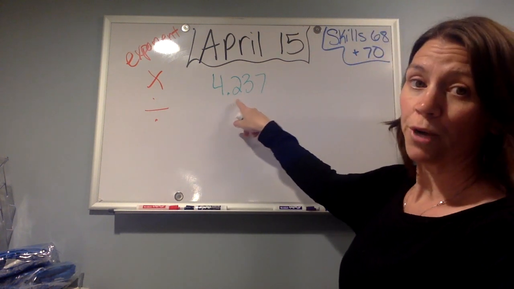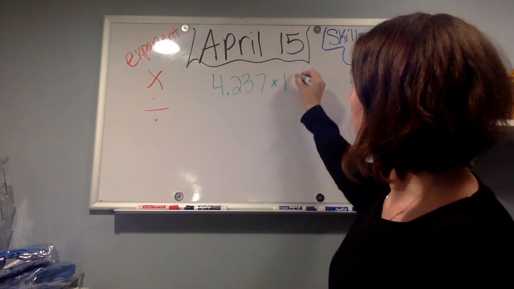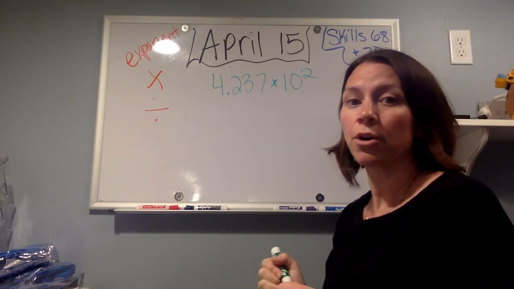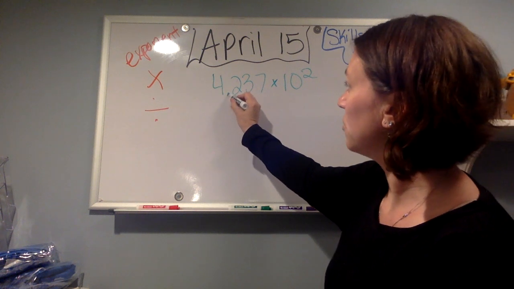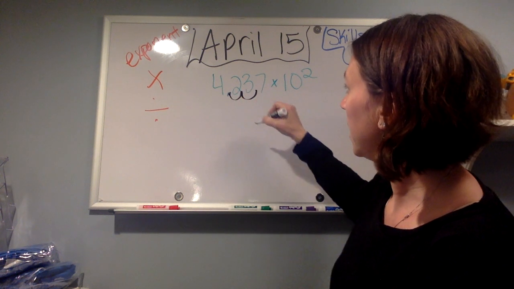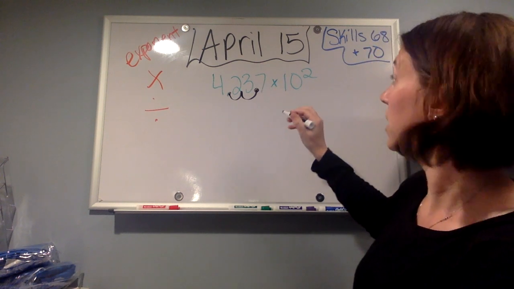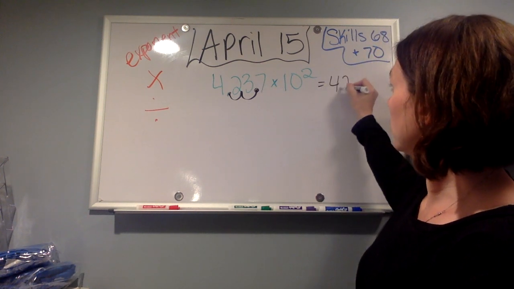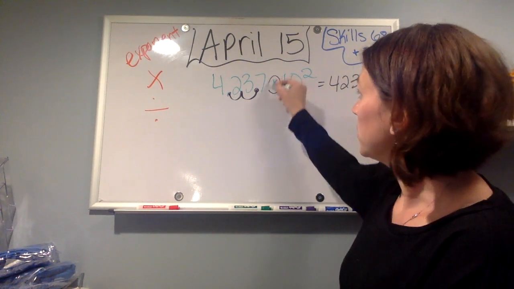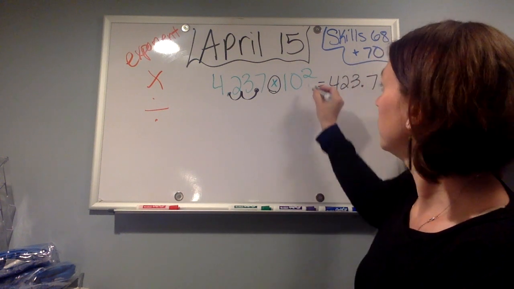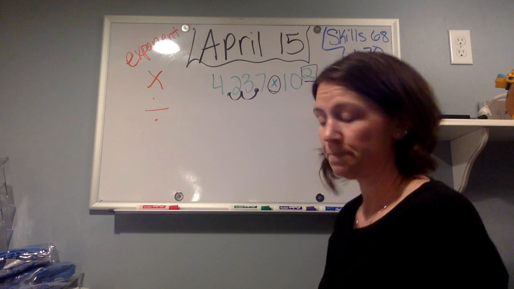So if we have 4.237, so 4 and 237 thousandths times 10 to the power of 2, okay? Remember what that means is we're going to take our pencil, we're going to put it on our decimal, and we're going to move it 2 times to the right, okay? Which means it's now after this 3, okay? So we end up with 423.7, okay? So multiplying goes to the right 2 times, okay, for this example, all right?